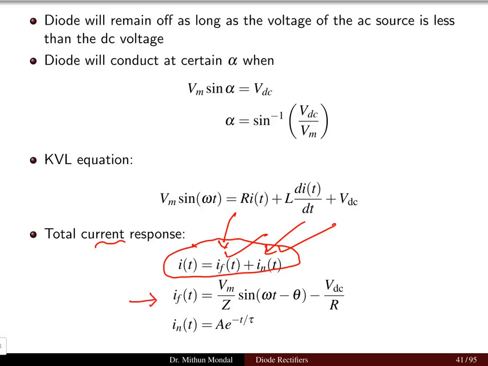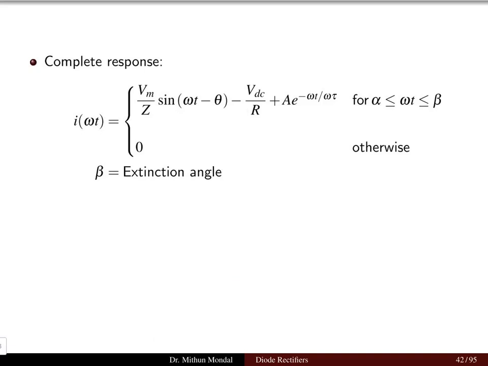The forced response solution we have already seen in the previous lecture: it is Vm by Z sin of omega t minus theta, minus Vdc by R. Whereas the natural response is A e to the power minus t by tau, where tau is basically the time constant given by L by R. So when we add these two equations, we get the total current response I of omega t, in the conduction period from alpha to beta. Beta is basically the extinction angle, when there is no current in the circuit. So here we have the total current which is flowing from alpha to beta.